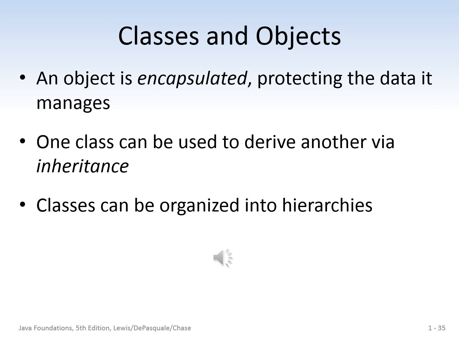Two very important terms are introduced here at the very end of this introductory lecture. An object is encapsulated, and that protects the data that it manages. And please know, we're going to drill down at very significant levels of detail on each of these. So a particular class can be used to create or derive another class via inheritance. In other words, a class can inherit many of the attributes of another class.